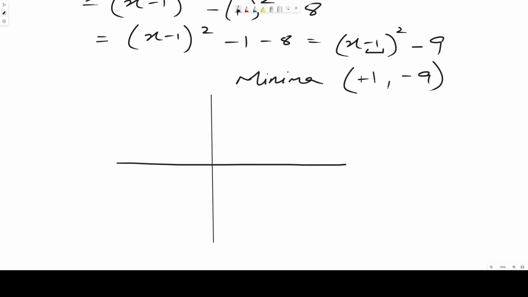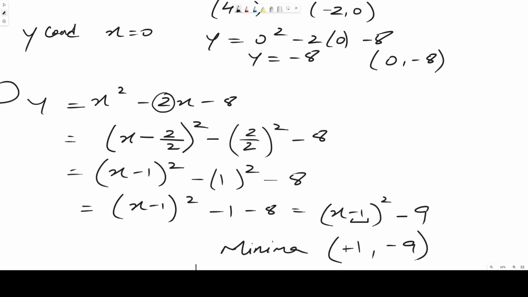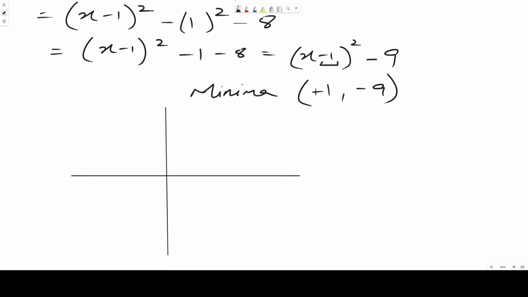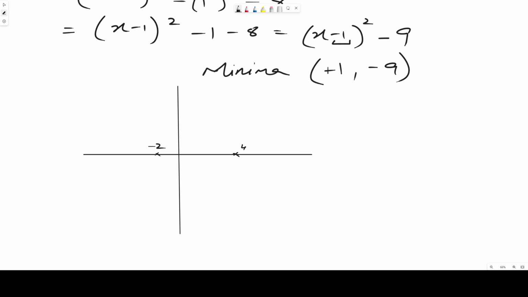Okay, so we know that our y intersection was 0, -8, and our x was 4 and 0. So let's just say there's a 4 over here, there's a -2 over here. My y coordinate was -8 and 0, so let's just say that's somewhere over there. And I know that my minima was +1, -9, so let's just say that's somewhere over here. Okay, just a rough drawing.